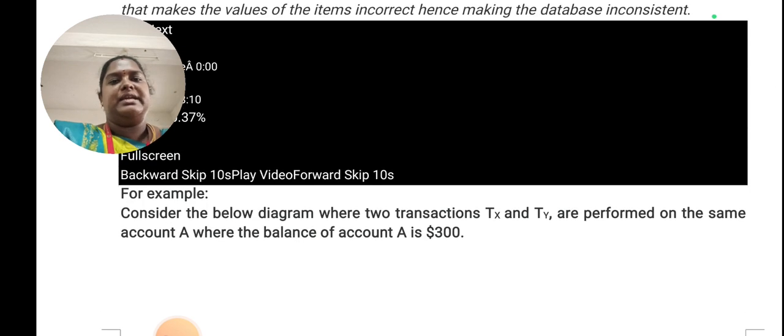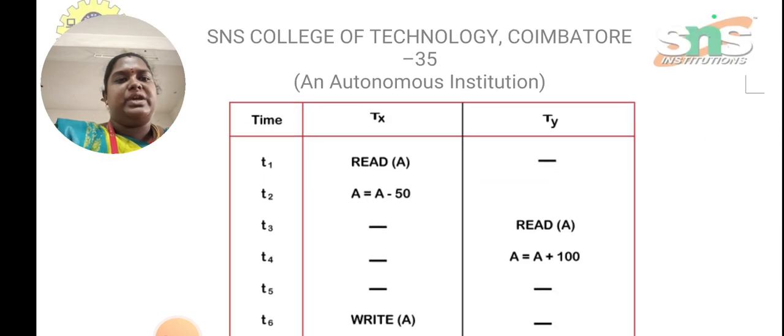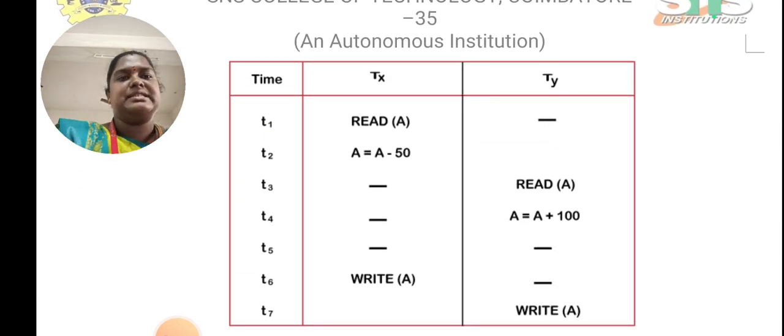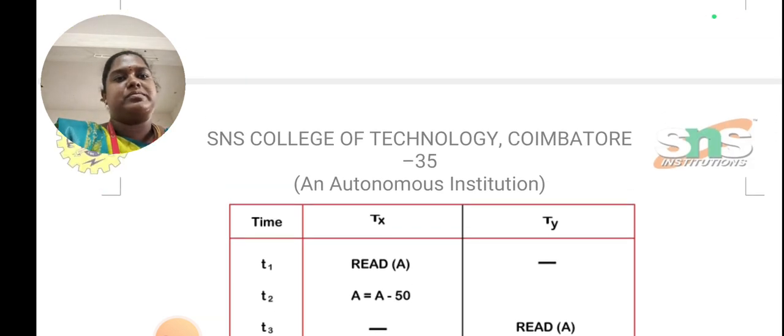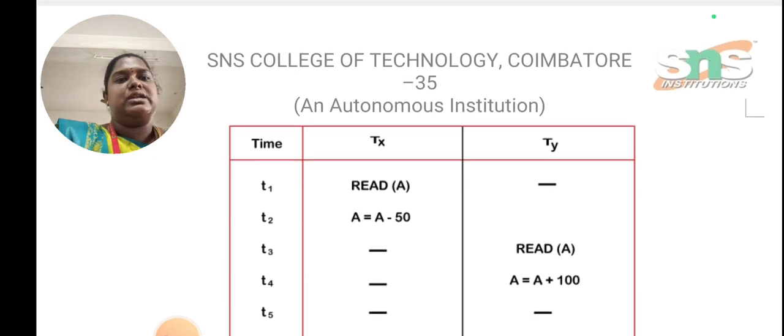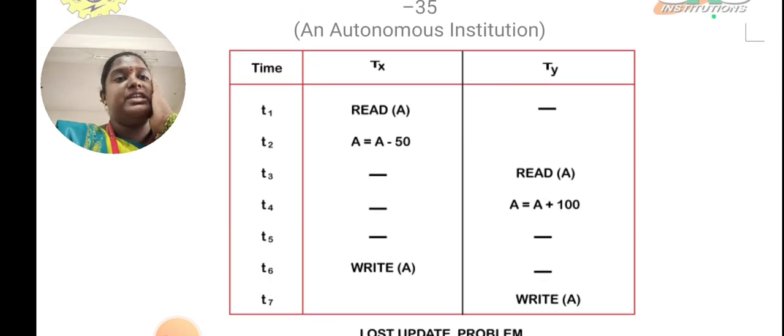And then I am having another example. Consider the below diagram with two transactions TX and TY performed on the same account A, but the balance of account A is $300. Now we are having a transaction TX and T1. At the first time of T1, it reads account A, and then we are going to deduct from the $300 in account A, so account A minus 50.